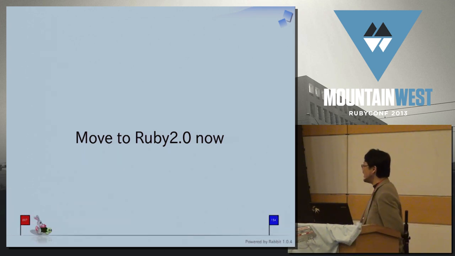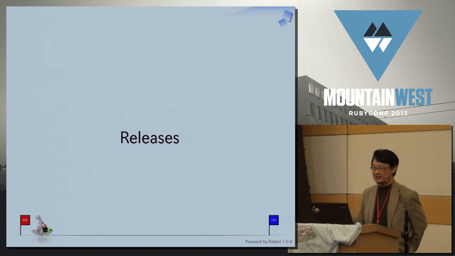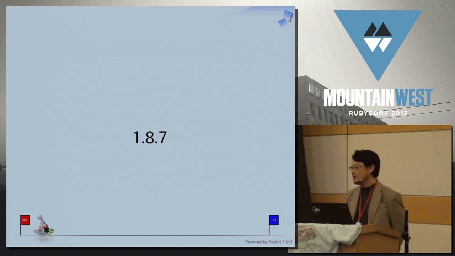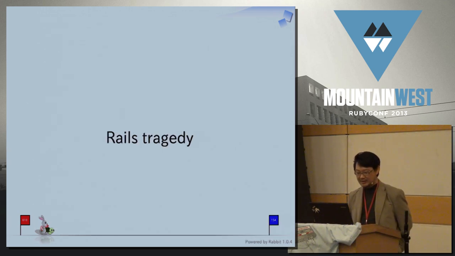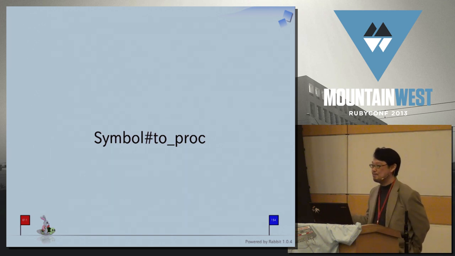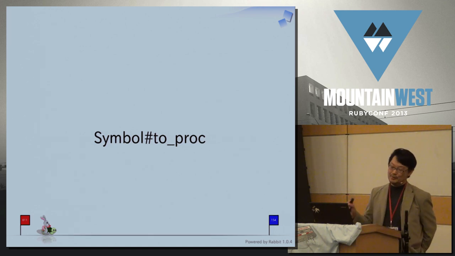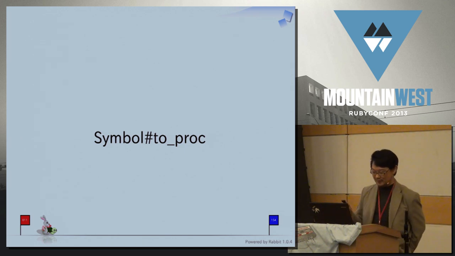In the past, we made several releases of Ruby. The first version was 0.95, so we had a bunch of releases. Some of them are good, some of them are very bad. For example, 1.8.7 had a Rails tragedy. It provided a new method named Symbol#to_proc, and it was incompatible with the Symbol#to_proc defined in ActiveRecord. That slight incompatibility crashed Rails. So many people in the community boycotted 1.8.7 back then. That is very unfortunate.